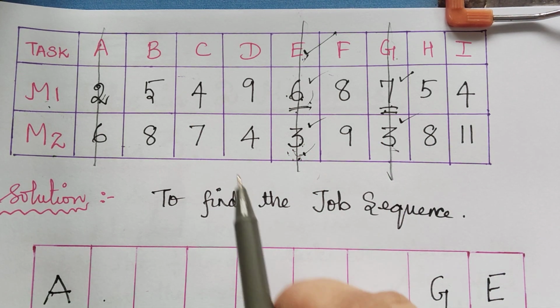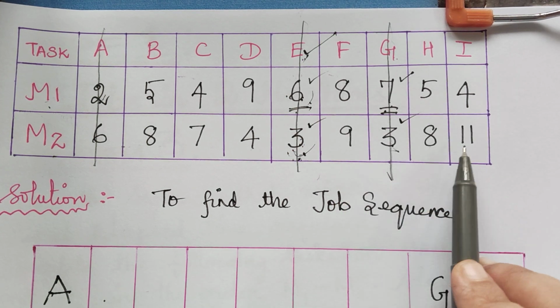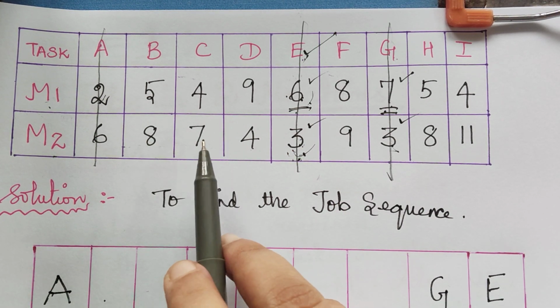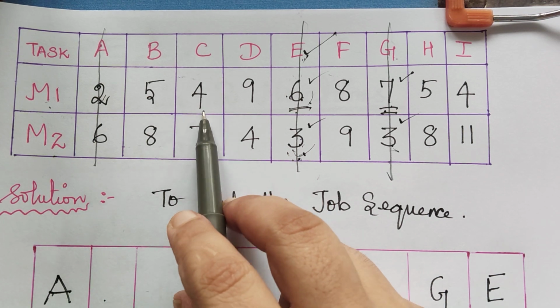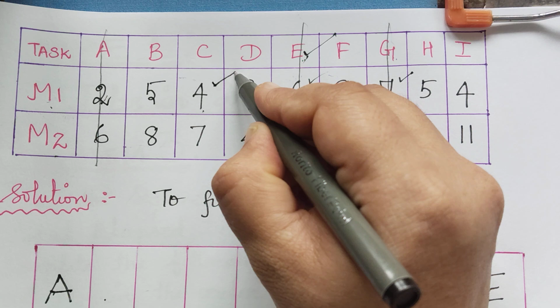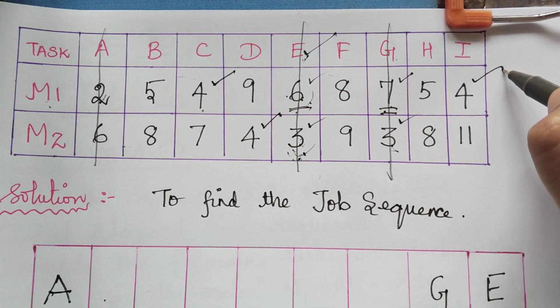Now of the remaining processing times, so if you see, these are the remaining processing times. Of these values, which is the minimum, we have to look out for. So if we see, we have 4 as the minimum, but we observe that there are 3 4s, that is, we have a 4 here, here we have a 4, and here also we have a 4.